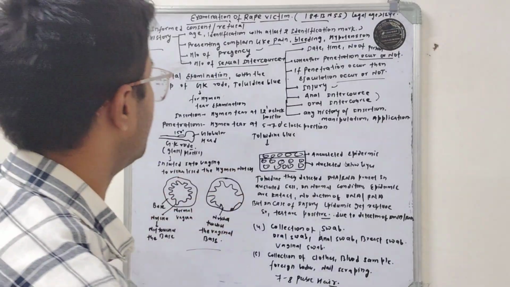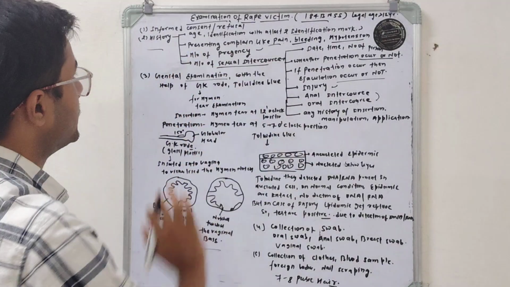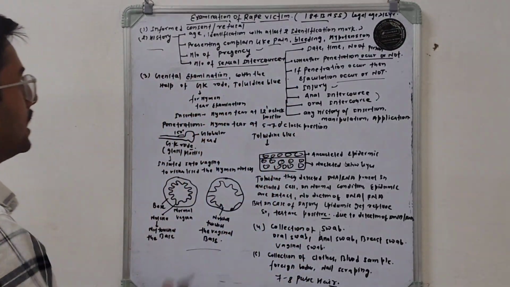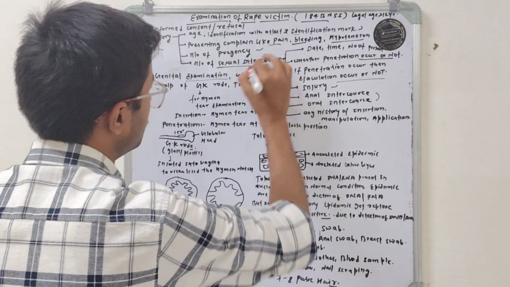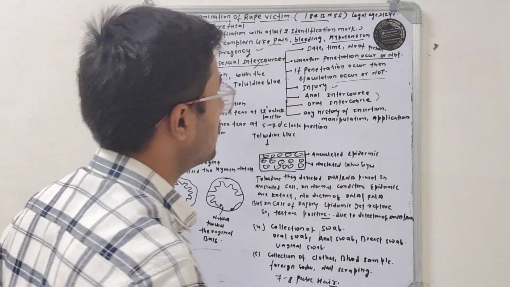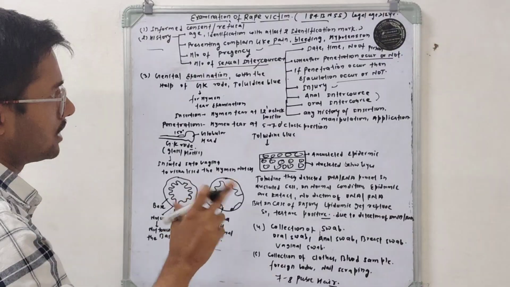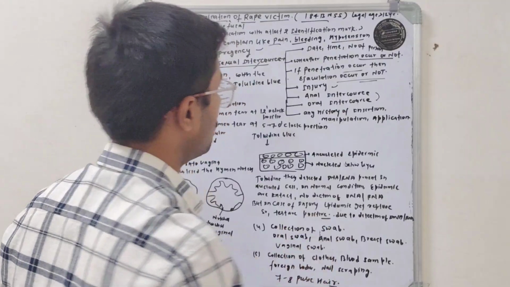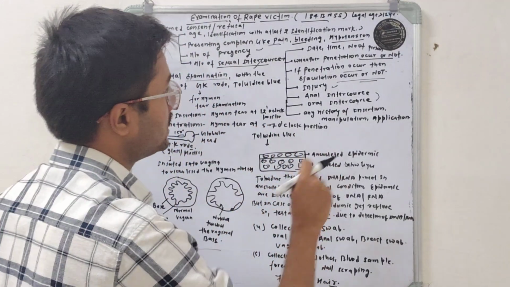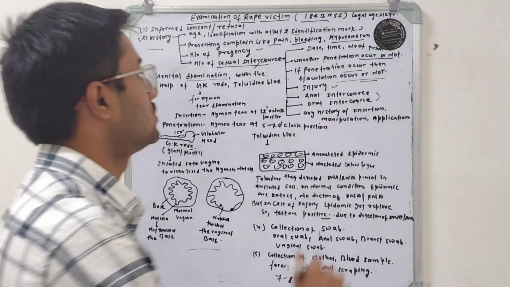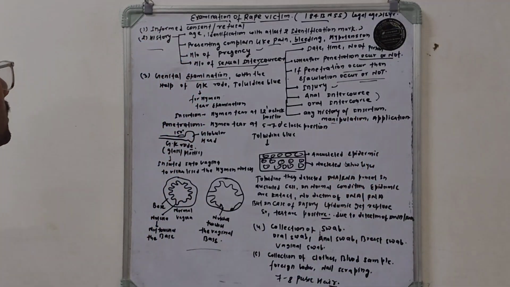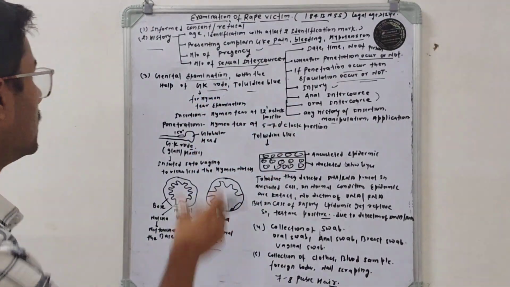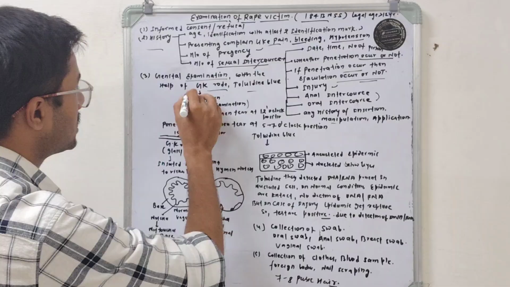So all these things are written on the board. Presenting complaints: we ask about pain, bleeding, hypotension, history of pregnancy, and history of sexual intercourse, which includes date, time and number of persons, whether penetration occurred or not. If penetration occurred, whether ejaculation occurred or not, history of injury, anal intercourse and oral intercourse, and history of insertion, manipulation and application. Then we go for the genital examination with the help of the GK rod and toluidine blue. GK rod is for the hymen tear examination.